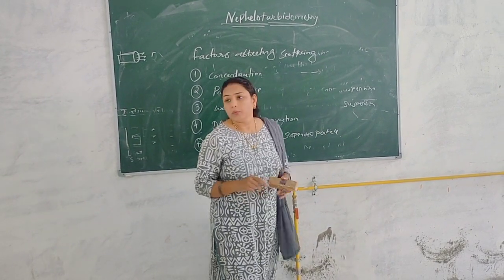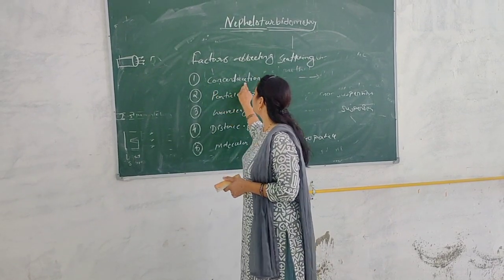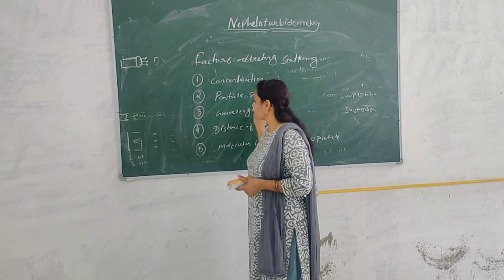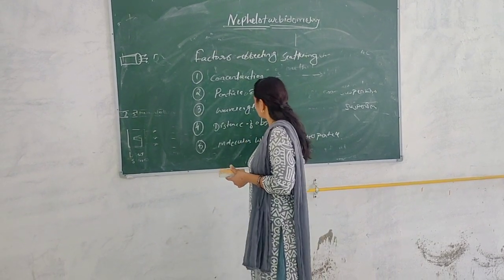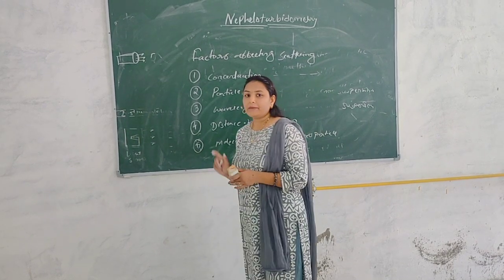So now we will see the factors affecting scattering. The first factor is concentration, the second factor is particle size, the third factor is wavelength, the fourth factor is the distance of observation, and the fifth factor is the molecular weight of the suspended particle.